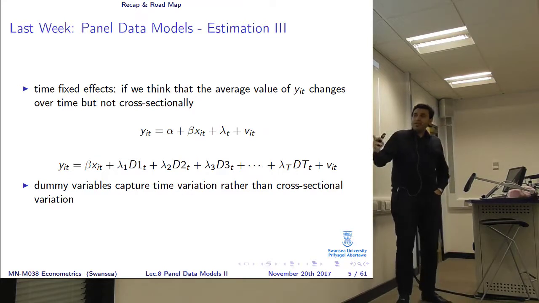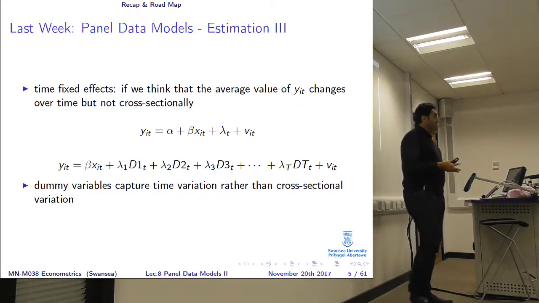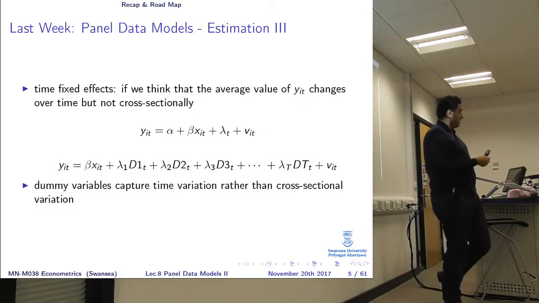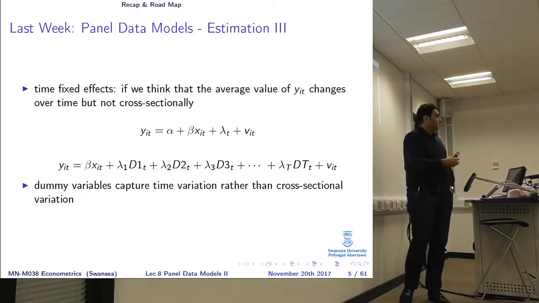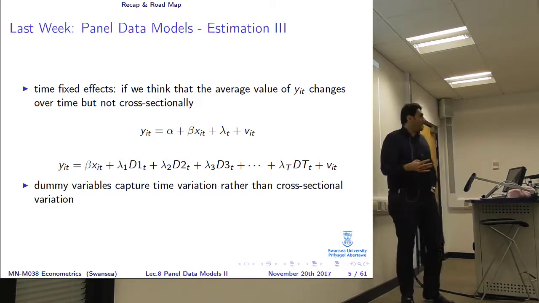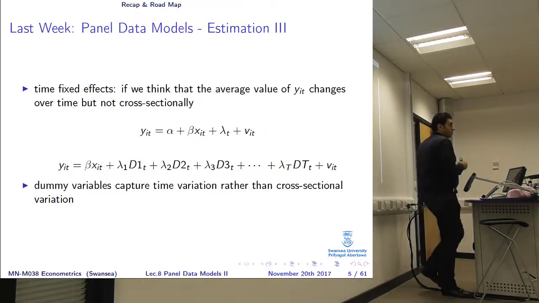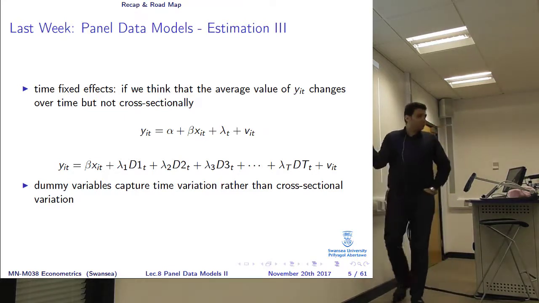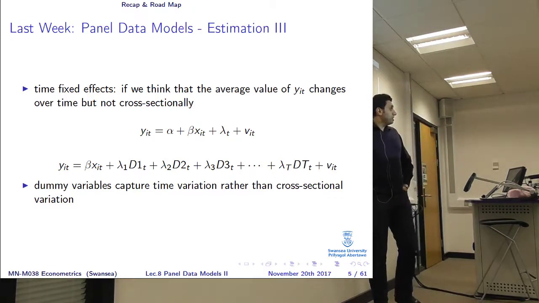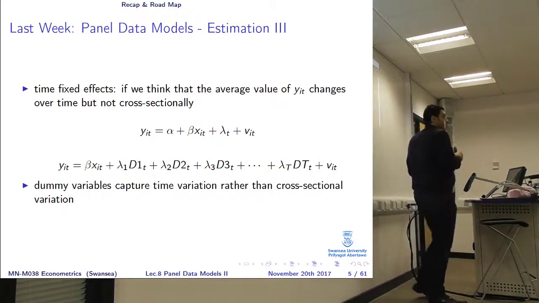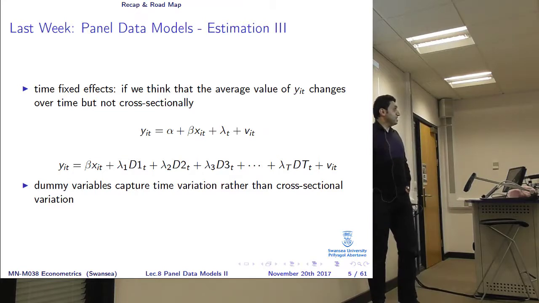And again, how many dummies will we have? The number of dummies will be T. So it depends how long T is. If you have annual data for 30 years, that means you could have 30 dummies, which means 30 parameters to estimate, plus it depends on how many regressors. Sorry, so it's going to be N plus T.